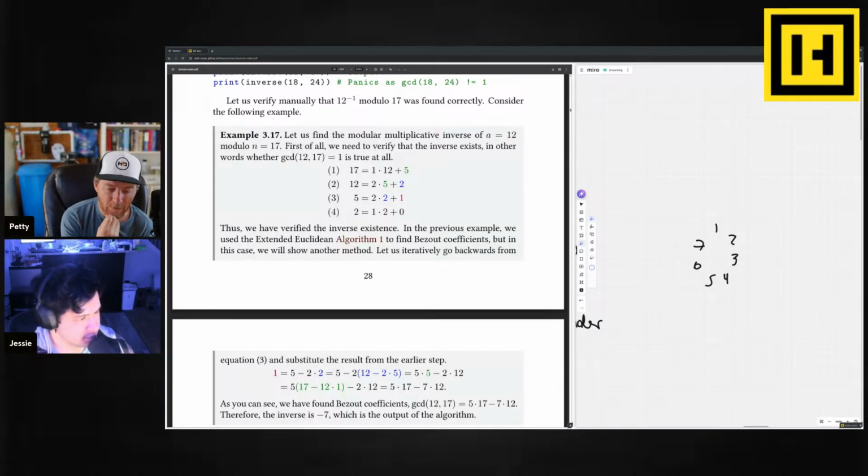Because you can take 17 modulo 12, which gives you a remainder of 5. Then you take 12 modulo 5, which gives you a remainder of 2. 5 modulo 2 gives you a remainder of 1. And then you're done, since 2 modulo 1 is 0. So 1 is the greatest common divisor. That's the way the extended algorithm works.